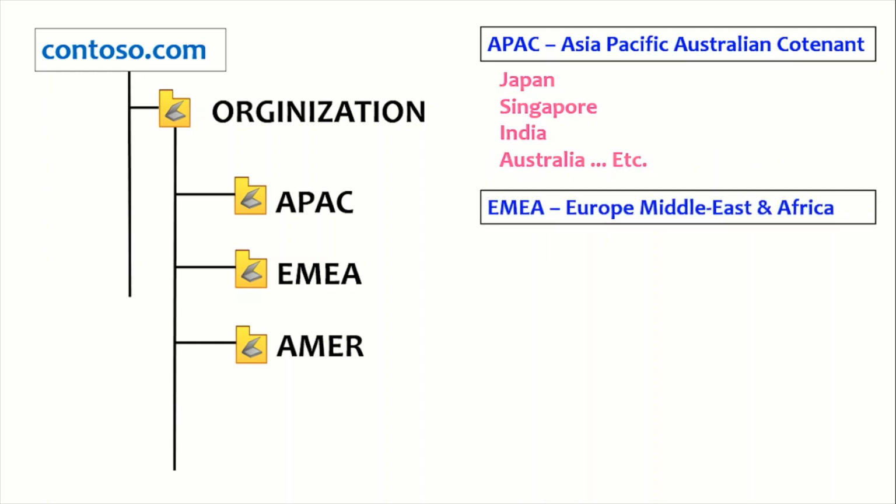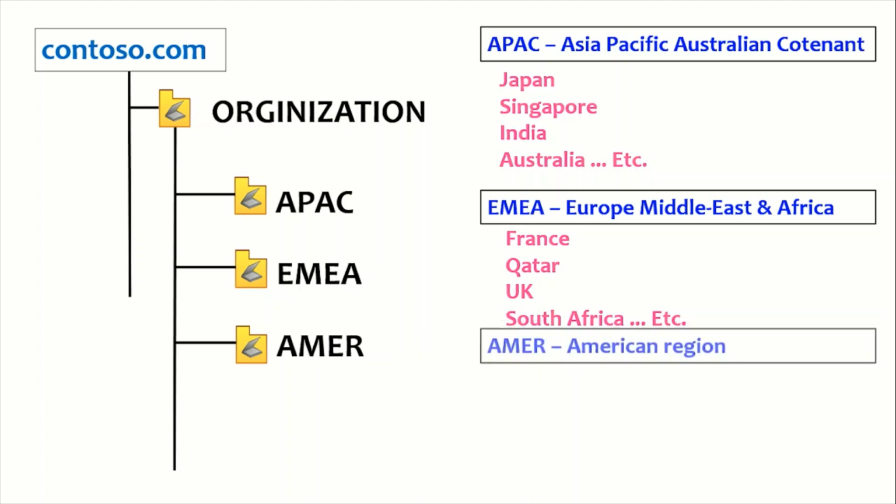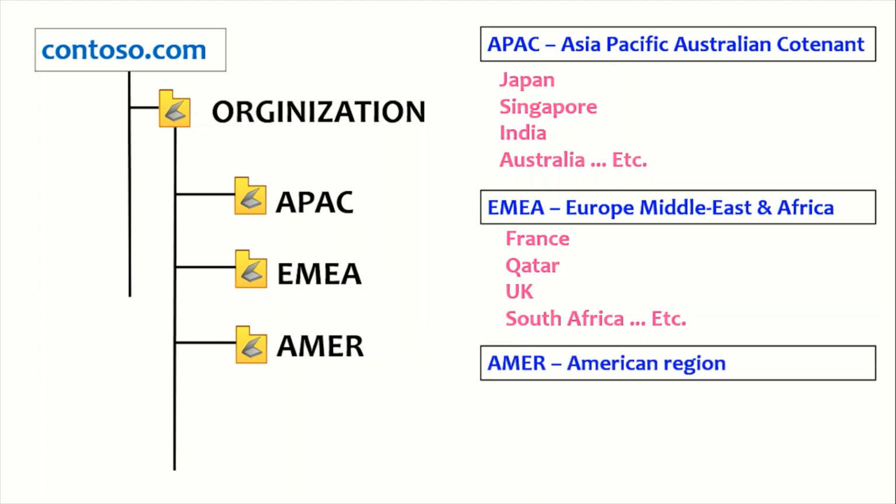All Europe, Middle East, and African countries, namely France, UK, Qatar, South Africa, will be placed under EMEA, and all the American region countries like US, Brazil, Canada, Argentina, Chile, Mexico will be placed under the OU named AMER. So this is the logical structure we have proposed.